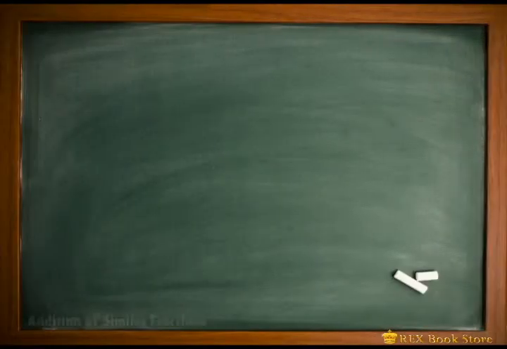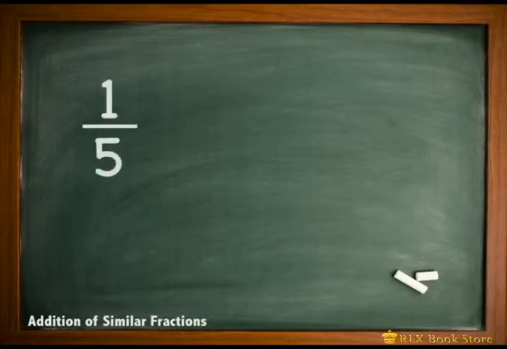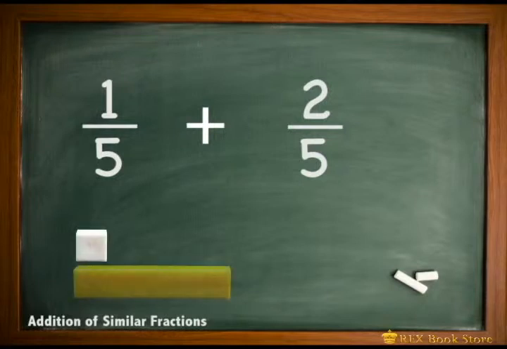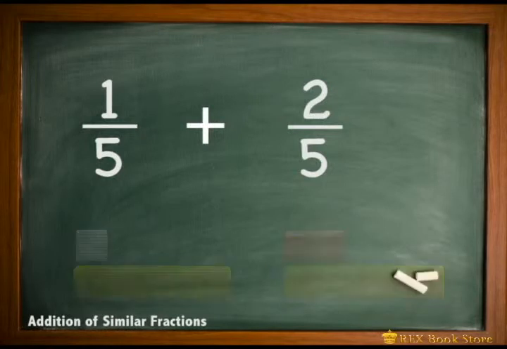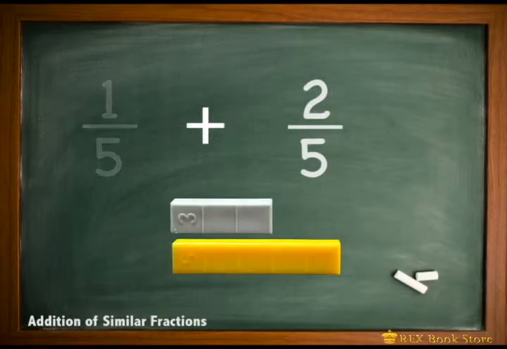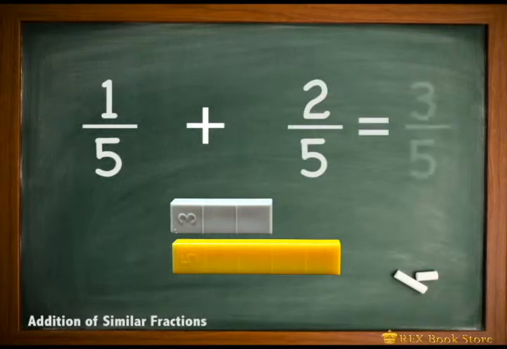Let's have another example. 1 over 5 plus 2 over 5. So this is 1 over 5 plus 2 over 5. 1 part plus 2 parts equals 3 parts. So 1 over 5 plus 2 over 5 is equal to 3 over 5.